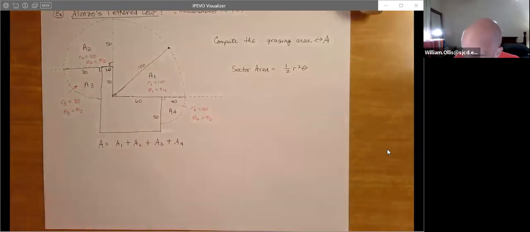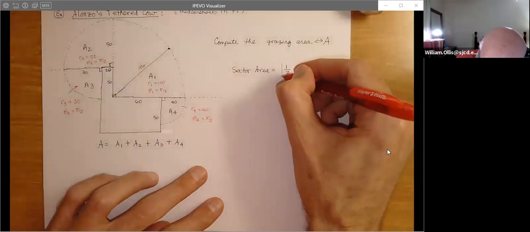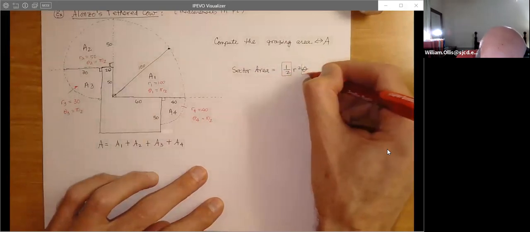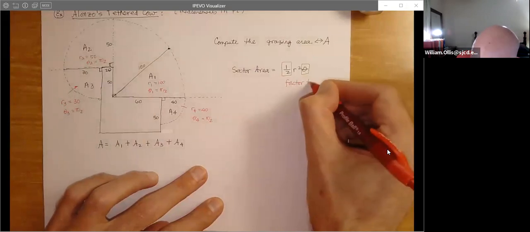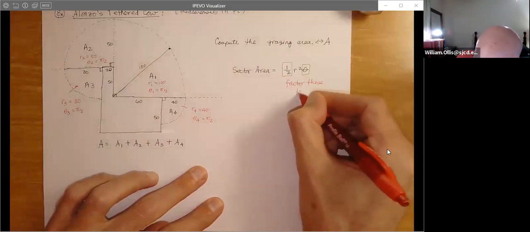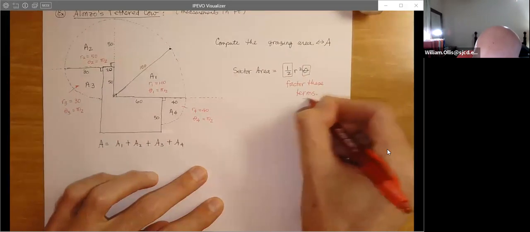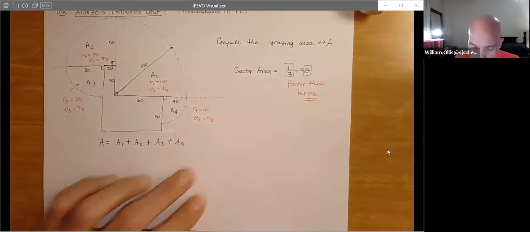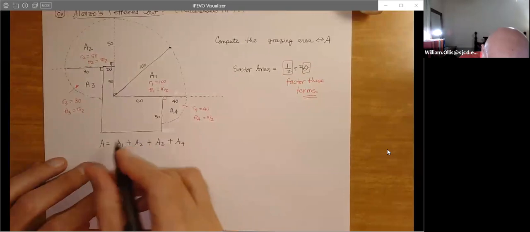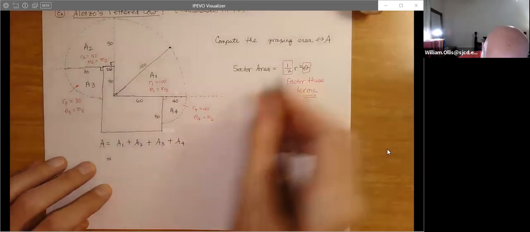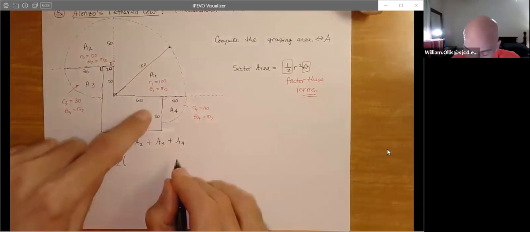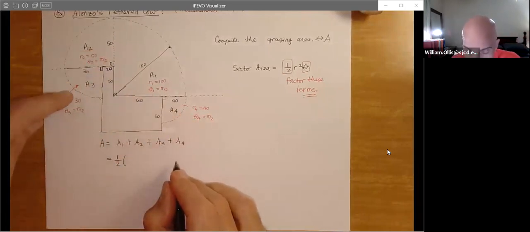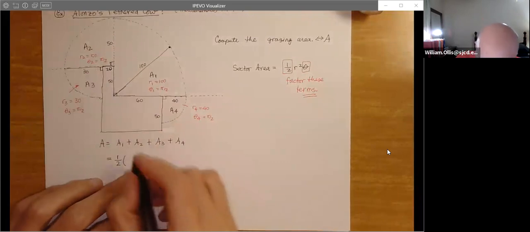So in this case, go ahead and put boxes around both of these. We'll just say factor these terms. That's an easy simplification that will cut down on the amount of work. So we can factor the 1/2, and we can factor the pi over 2 that we have common to all of the areas. So pi over 2.